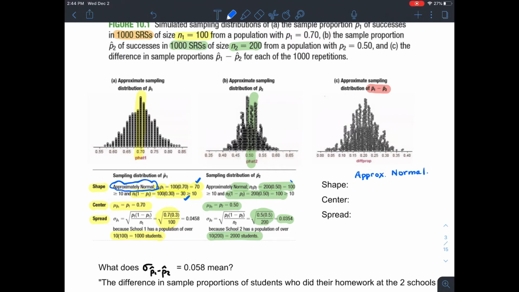Now, to conclude that it is approximately normal, we would have had to have shown that each of the two populations were approximately normal. And we did that already over here by checking the large counts condition. So I'm just going to make a note. This is approximately normal because the number of successes and number of failures are all greater than or equal to 10.